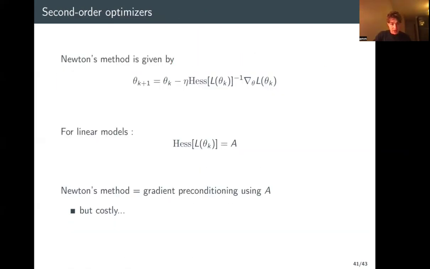And so what people do in practice is say, okay, if you have a good estimate of A minus 1, then you can just plug it in there, and hopefully you'll get something that works. So this partly explains why second order optimizers or approximate second order optimizers like Adam or LBFGS work better.